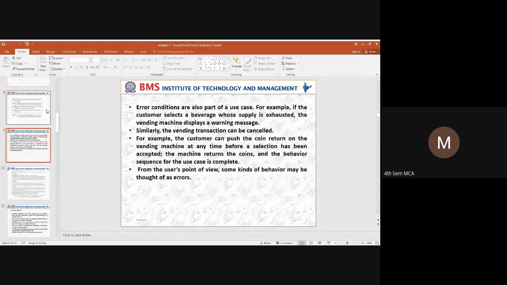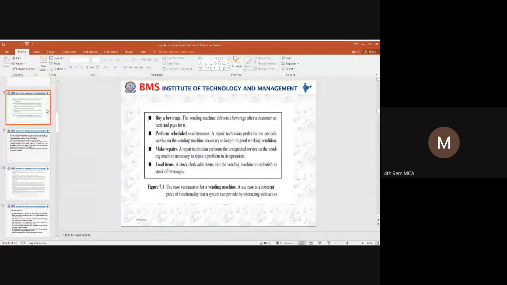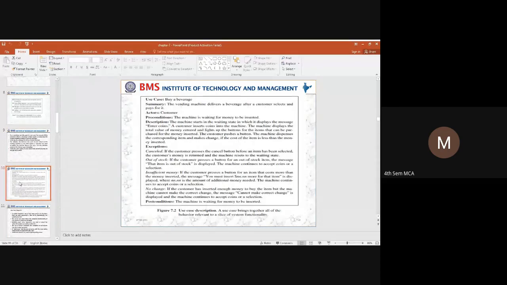So we had taken a beverage as a use case, where the customer is going to select one of the beverages, and we had perform scheduled maintenance, make repair, load items. So these are the use cases, and for buying a beverage we had a use case description. Okay.